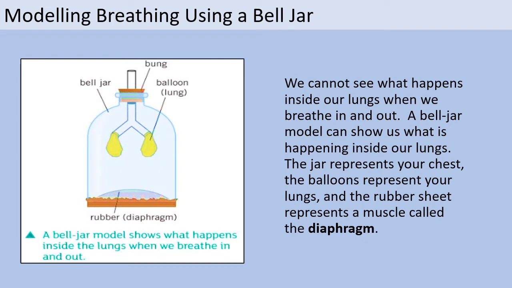So we can't really see when we're breathing in and out. You look at your chest, you can't really see what's going on inside. All you can see is that your chest is inflating, it's moving out and up, and when you exhale, it falls back down and in. So we use a model of a bell jar to show you how the breathing inside your lungs occurs. Okay, and this is a bell jar model.